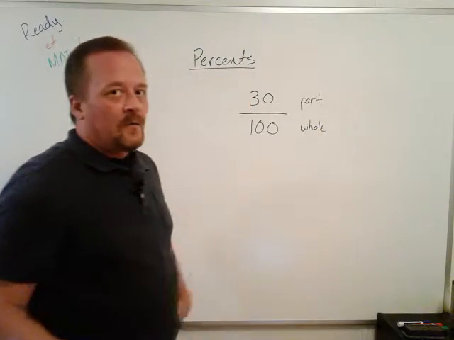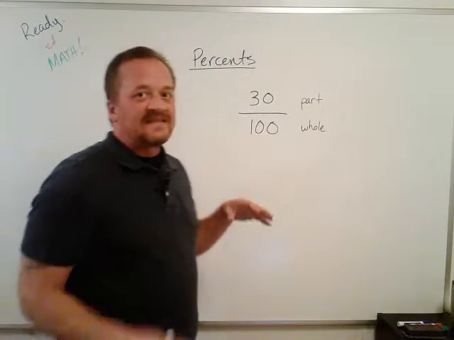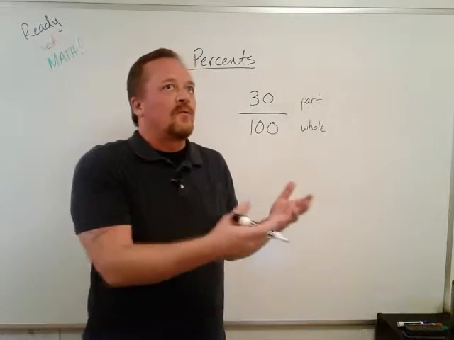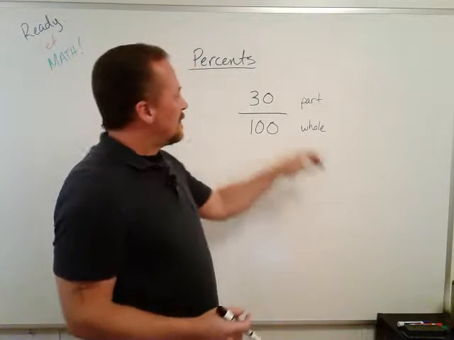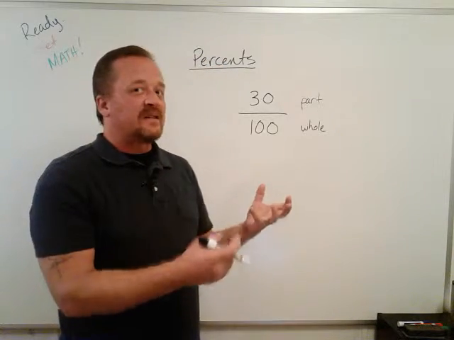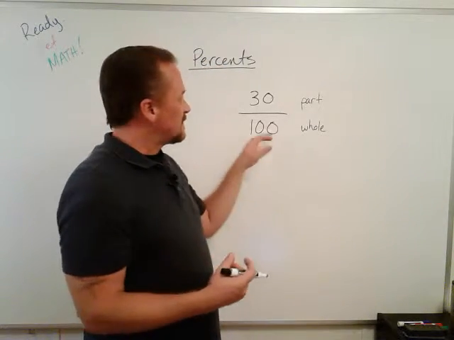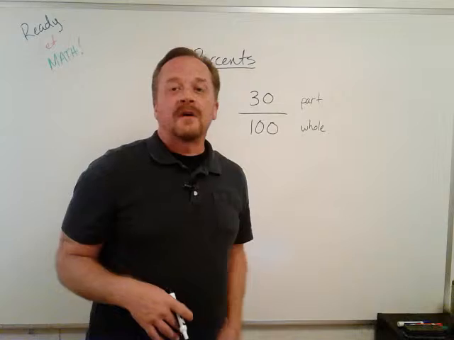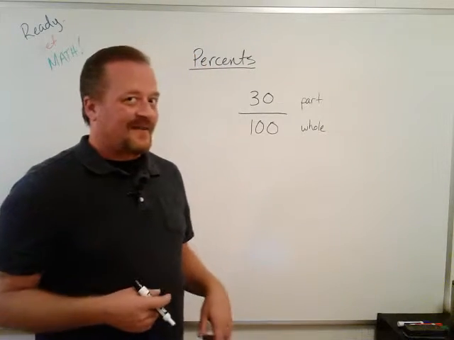Okay? 100 represents the entire thing, the full price of the polo. 30 represents the part. That means there are 30 parts out of this 100 that I'm not going to have to worry about because I get 30% off, right?